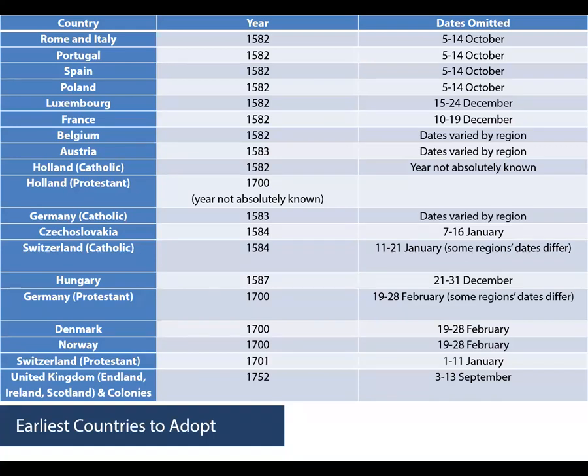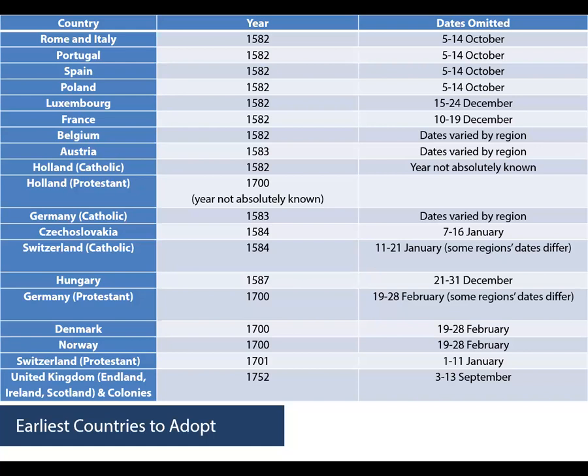Czechoslovakia and Switzerland's Catholics are going to do it in 1584, losing days in January, and Hungary in 1587. Then we're going to see a big gap before some of the other countries start to do it. Germany's Protestants will do it in 1700, losing days 19 to 28. Denmark and Norway adopt in 1700 as well, losing the same days, 19 to 28 February. Switzerland in 1701, losing days 1 to 11 of January.